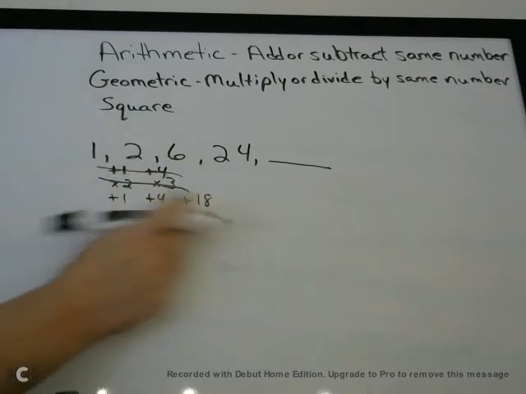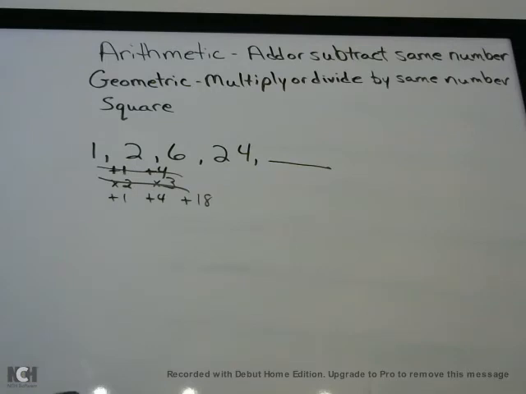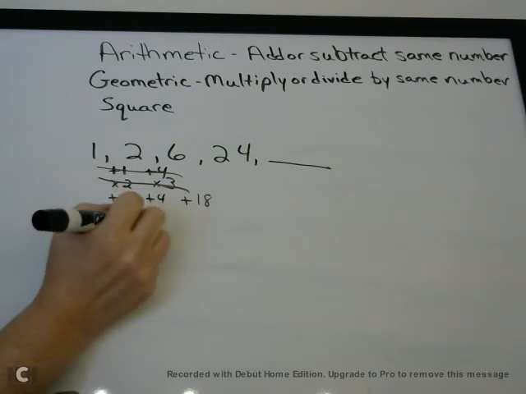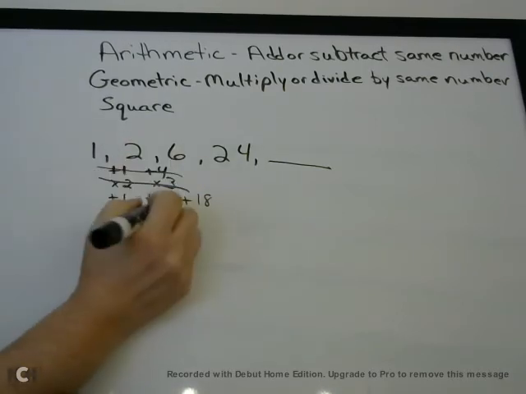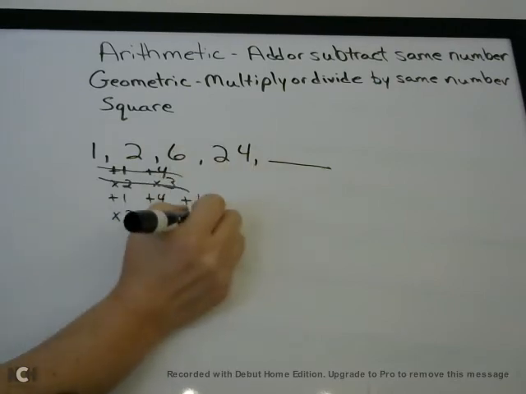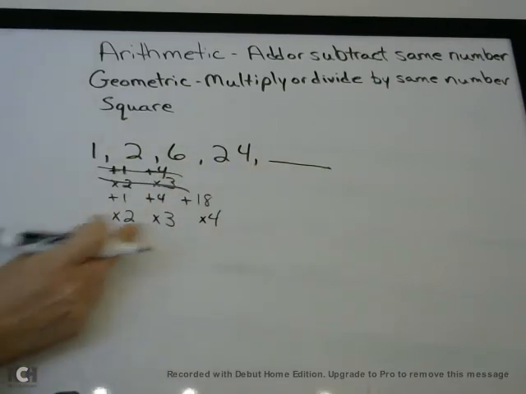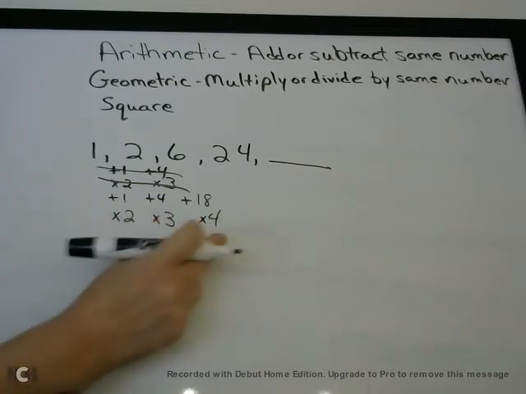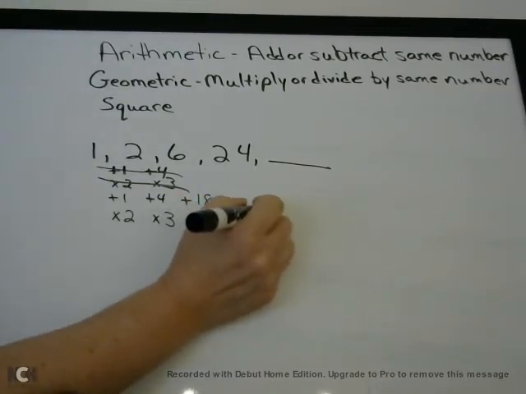That doesn't look like a pattern. It doesn't jump out at me. So let's try, instead of addition or subtraction, multiplication or division. To go from 1 to 2, you multiply by 2. To go from 2 to 6, you multiply by 3. To go from 6 to 24, you multiply by 4. Well, that's a pretty identifiable pattern. So to go to the next one, we're going to multiply by 5.